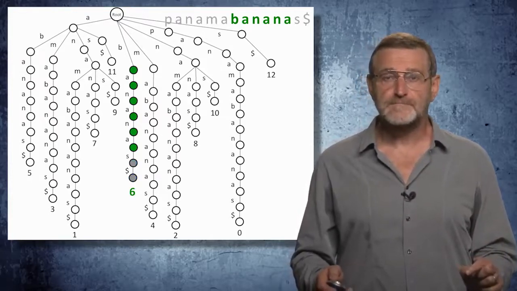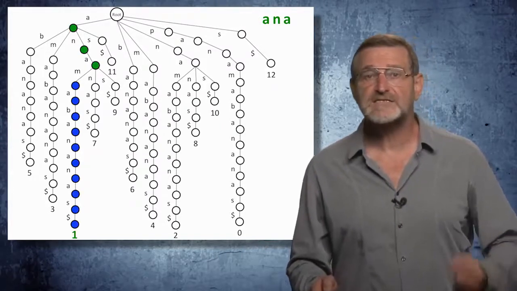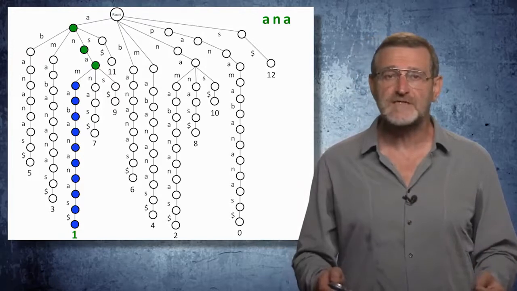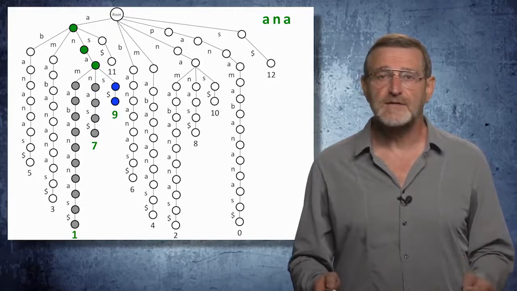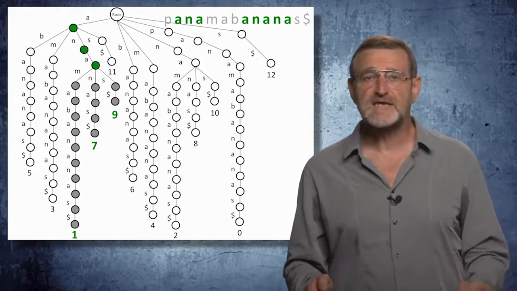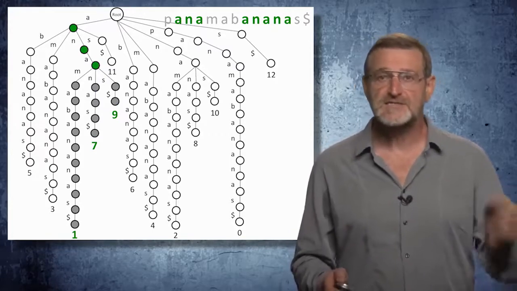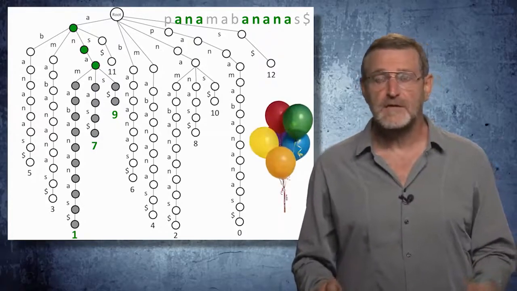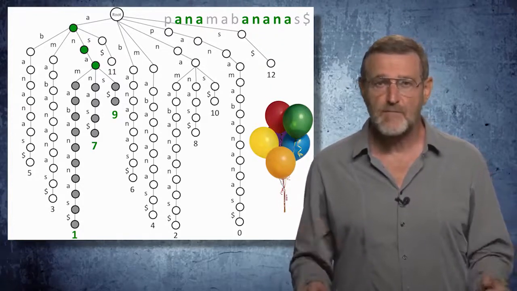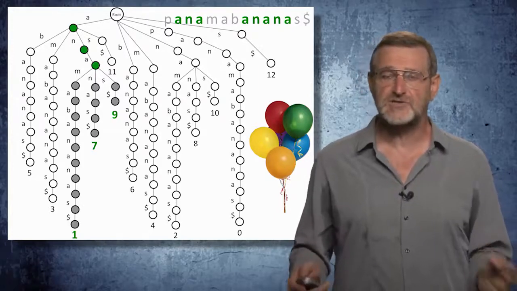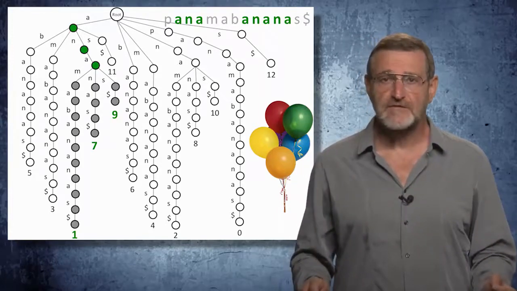For anna, we continue walking, but there are 3 ways to continue walking towards the leaf. This is the first one, this is the next one, and this is another one. So in this case, we find that anna actually appears 3 times in the text, and these 3 positions are shown on the top. So it looks like we finally solved the problem of finding positions of patterns in the tree, which means we now have a fast algorithm for solving the problem.